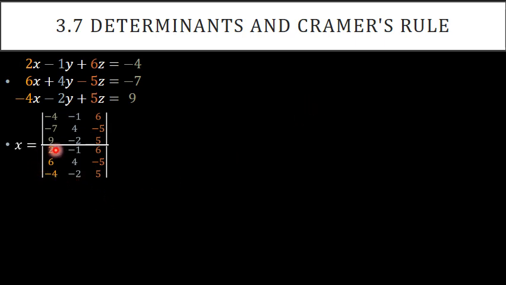The denominator is all the coefficients from our system up here, and the top is the same as the bottom except the x column. The x column here are these constants. Copy the first two columns over in order to find our determinant. We have all the downward diagonals, all the upward diagonals.